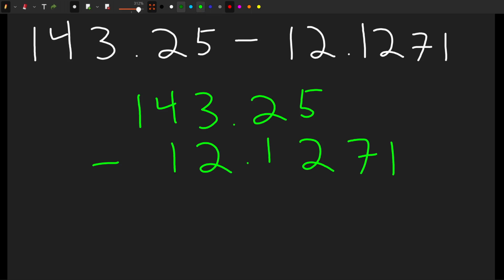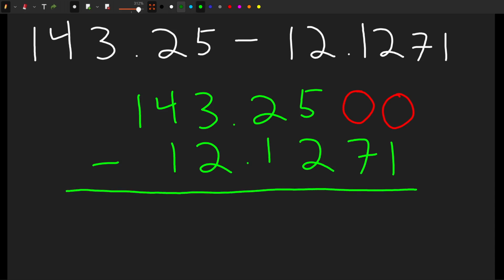Remember, you can add as many zeros as you need, as long as you're after the decimal point. And so now we can go ahead and subtract. And so now, 0 minus 1, I can't do that. I can't borrow from the other 0, so I have to borrow from the 5, make this a 4. Change the first 0 to a 10. Borrow from this, make it a 9. And then change the last 0 to be a 10. And now we can do 10 minus 1 is 9.